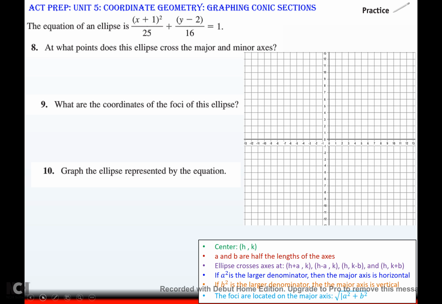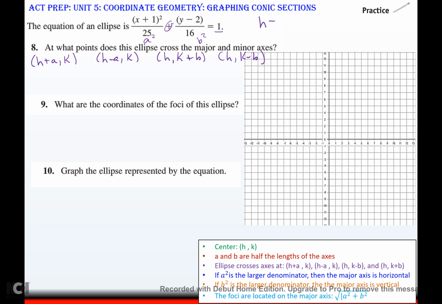Here's another ellipse. I can tell because this is positive and this is 1. This time my bigger square is under the x terms, so that's my a squared, and 16 is my b squared. And it says, at what points does this ellipse cross the major and the minor axes? Well, if you remember, where it crosses is at h plus a, comma k, h minus a, comma k, h, comma, k plus b, and h, comma, k minus b. Whatever order you go in is fine.